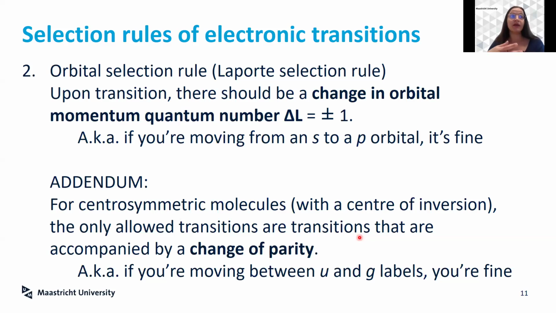Addendum to this point, if you have a molecule that is centrosymmetric, the only allowed transitions are the ones that change the parity. When we labeled our orbitals, we considered how each orbital is arranged in terms of the center of inversion. Is it symmetric across the center of inversion or anti-symmetric across the center of inversion? That's a feature of the orbital you need to consider. So if you stay symmetric to the center of inversion, this transition is not allowed. If you move from a U, which is anti-symmetric, to a G that is symmetric through the center of inversion, the transition will be allowed.